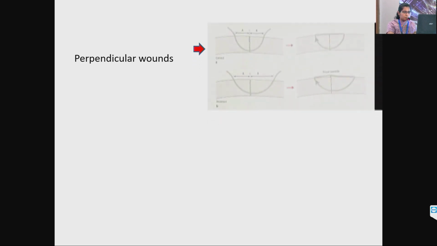Coming to two different types of wounds that we usually deal with, there are the perpendicular wounds, in which the external wound corresponds to the internal wound. The only thing you have to be careful about is that the suture should be of equal length on either side of the tear. That is, in the picture you can see A is equal to B. This is the right way of placing it.